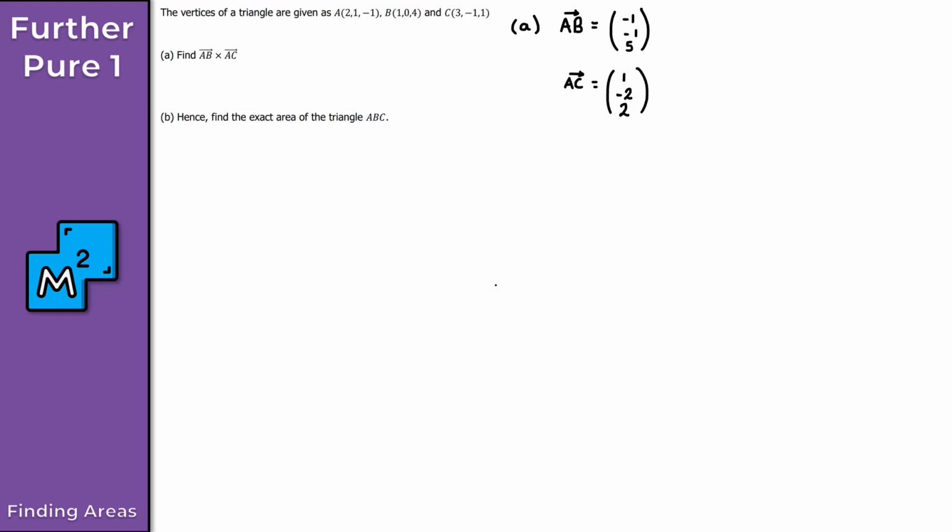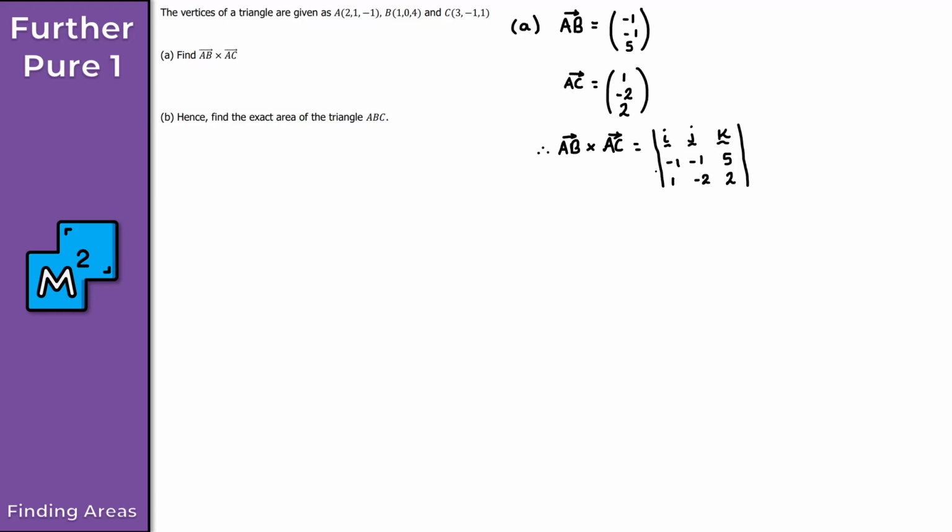Okay. So now for the cross product of these two vectors, AB cross with the vector AC, using the determinant form. This would be the determinant of a 3x3 matrix. Along the top row, we have the unit vectors i, j, and k. Along the middle row, we have this vector AB, so I get minus 1, minus 1, and 5. And then along the bottom row, we get 1, minus 2, and 2.